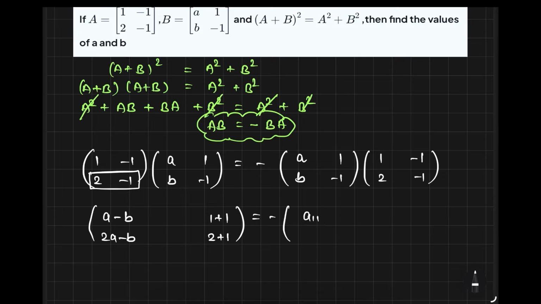Now let's multiply. This is A11, first row, first column, so it is a plus 2. Then A12, first row with second column, so it will become minus a minus 1. Okay. Then we have A21, second row, first column, so it will become b minus 2. Then A22, so it will become minus of b plus 1. Okay.